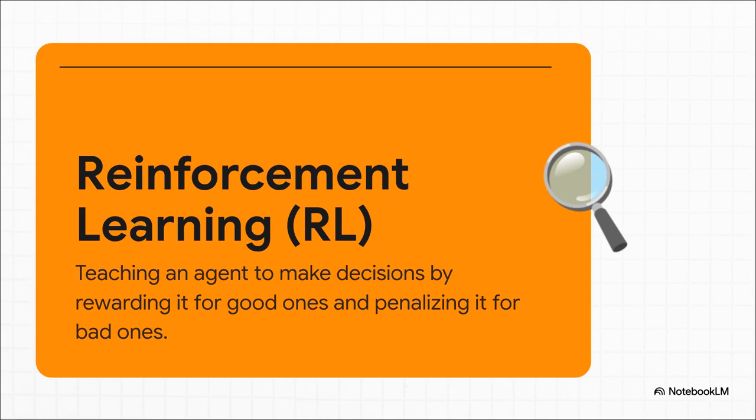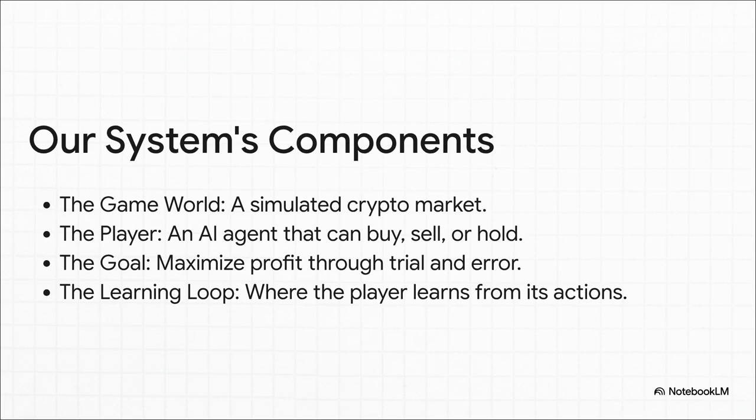Okay, so our system basically breaks down into four main parts. First up, you need a game world, which is just our simulated crypto market. Then, of course, you need a player. That's our AI agent. The goal? Super simple. Make as much money as possible. And the whole thing is tied together by the learning loop. That's where all the magic happens, where the AI learns from trial and error.